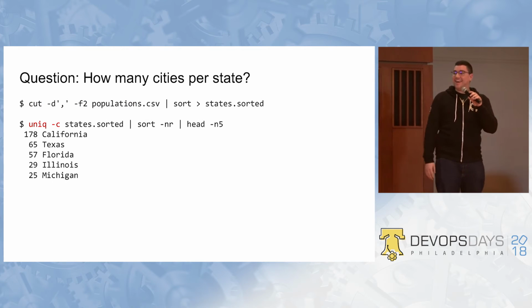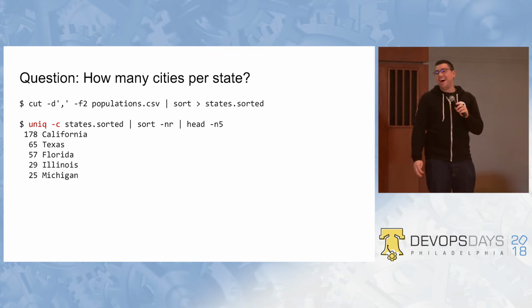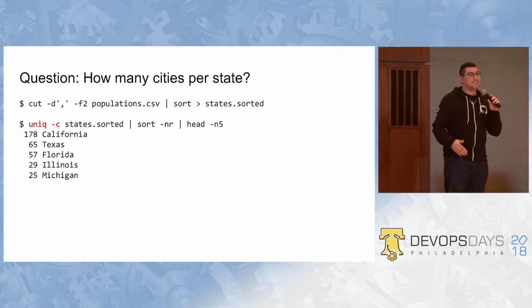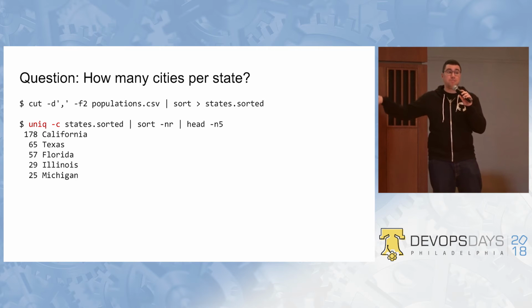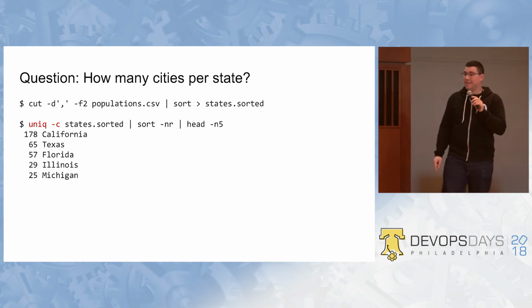So next step is how to group your data. If I wanted to answer the question, how many cities per state are there, I can use uniq. Uniq requires sorted input. That is important to note.